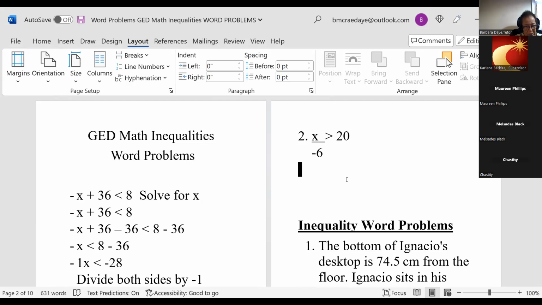My answer is x is less than 14. Less than what? 14. Where are you getting 14 from? Okay, let me write down what you just said. You said x less than 14. That's what you said your answer is, right? What is your answer, Maureen?